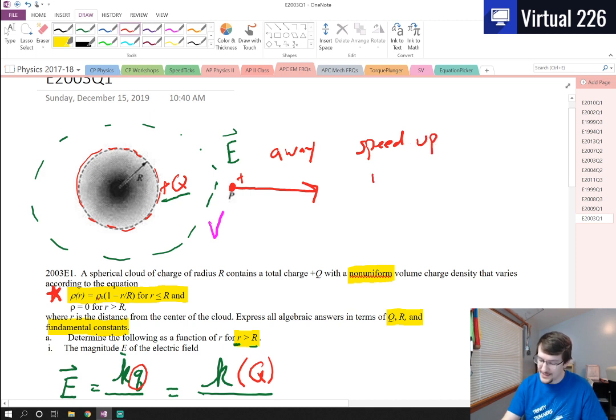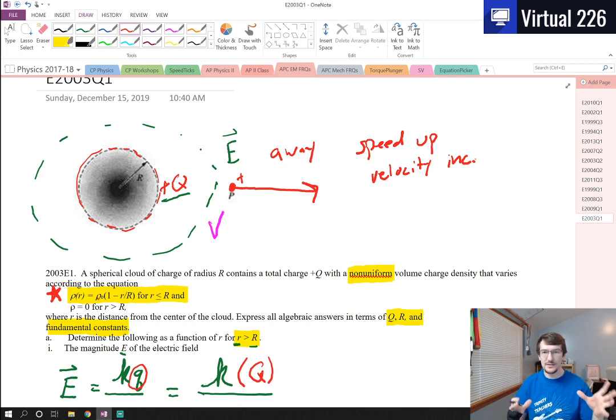So we could say that its velocity is going to increase. Now, while we can say its velocity is increasing, at some point, it will reach its final velocity. It'll reach some limit at which that's the speed it's going to be traveling.